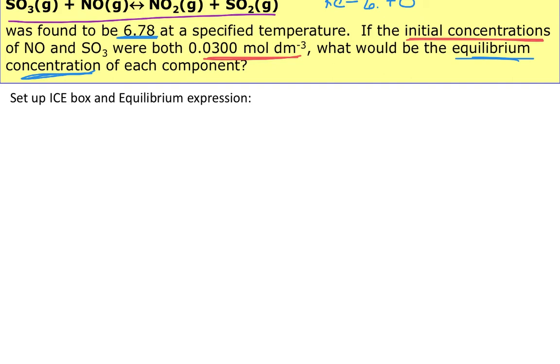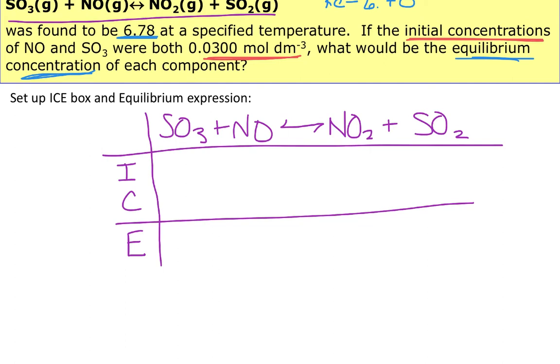And then we can see we're solving for the equilibrium concentrations themselves. So the first couple things we need to do is to set up the ICE box in general and to look at what the equilibrium expression would be so that we can put the two things together. So we'll start by setting up the ICE box, writing the entire equation on the top and then the ICE down the side.